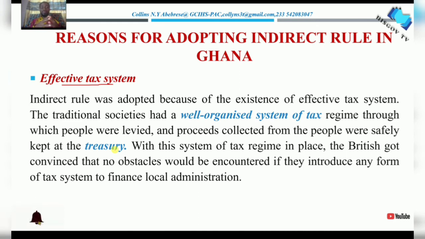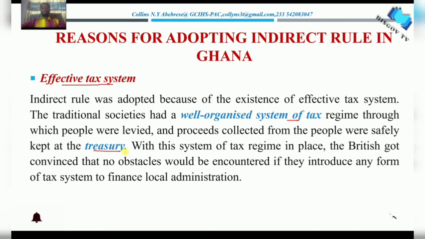Okay, the traditional societies had a well-laid, organized system of taxation or tax regime through which the people were levied. And then, of course, proceeds were collected from the people and were safely kept in their treasuries. And these treasuries were kept by the chiefs. So you recall that some taxes were paid in cash and others were paid in kind to the traditional rulers. You remember all of that. And so the traditional chiefs and kings had a way of collecting tax or levy from the people.